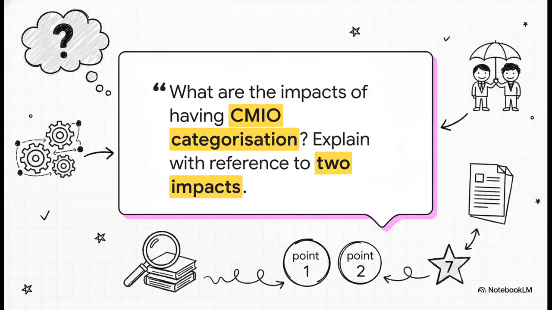The first thing you should always do is break it down. Look for the key words. It asks for impacts, plural. That's your first clue. You need at least 2. And then it says explain. That tells you a simple list won't cut it. To get to the top of the marks, you need 2 properly developed points.